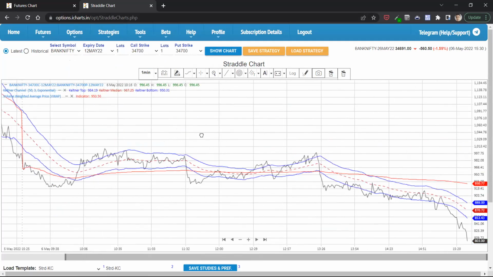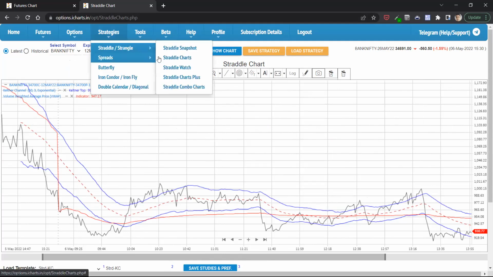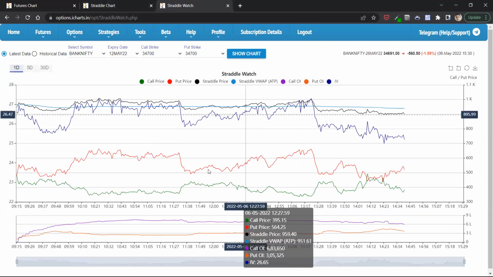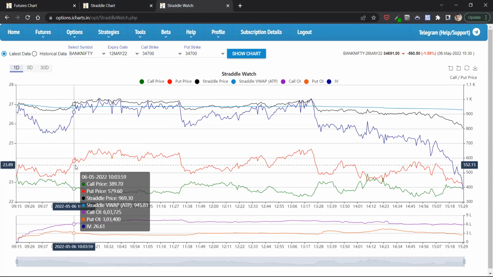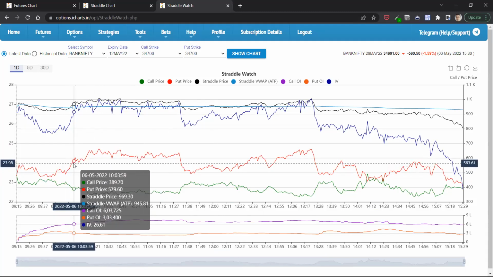What I'm saying is, now let us take a look at yesterday, Friday, 34.7, straddle at 10.4. Okay, and I'll go to straddle watch and Bank Nifty yesterday 34.7 at 10.5. Let me see what is happening. At 10.5, if you see, put price is exploding. So put price is about 603.